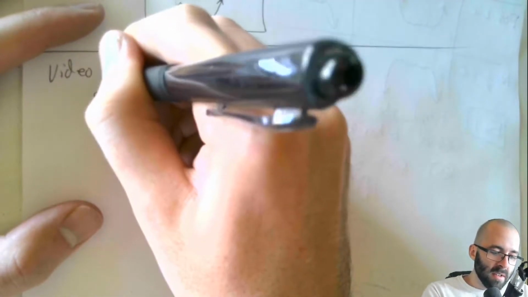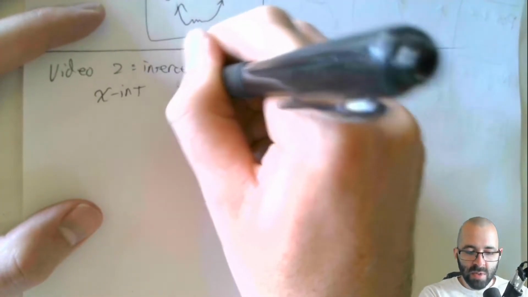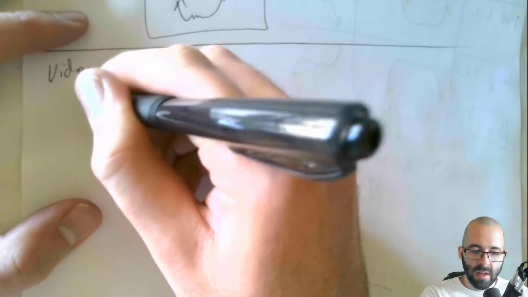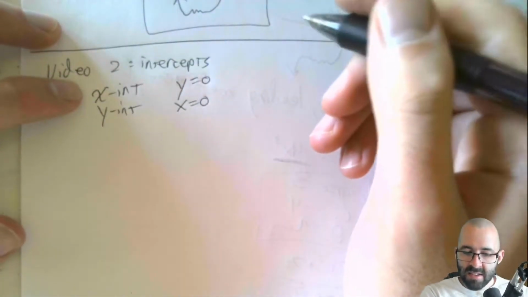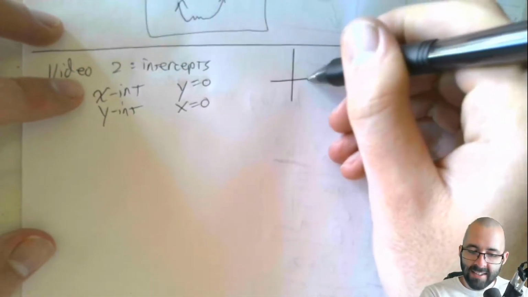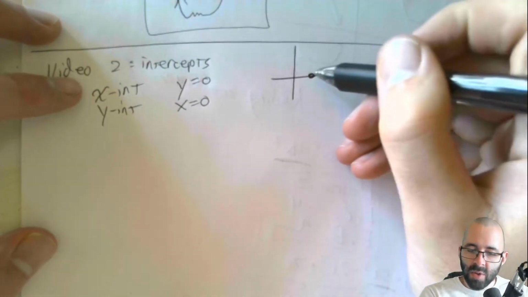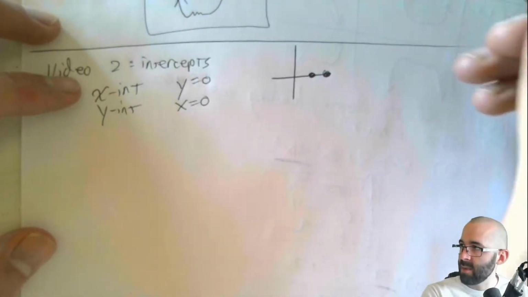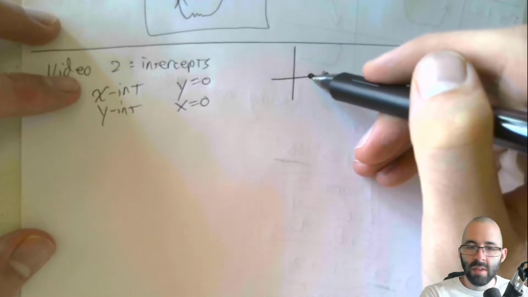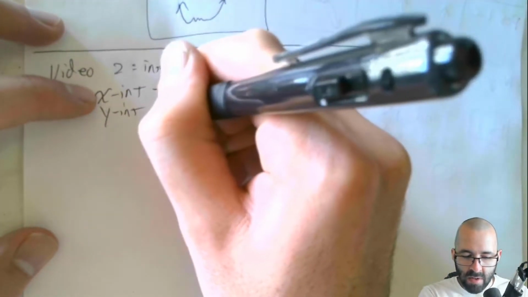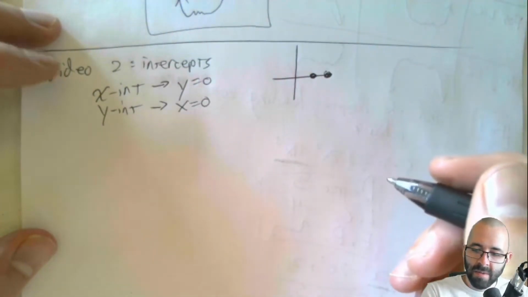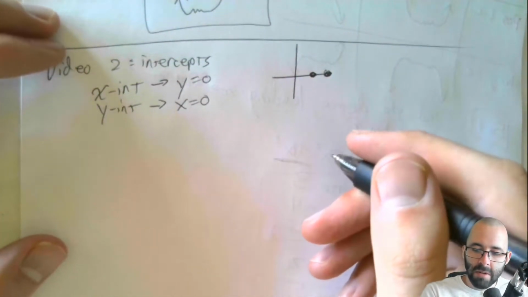So remember that x-intercepts are just when y equals 0. Y-intercepts are just when x equals 0, right? X-intercept is where it intersects the x-axis. But any intersection of the x-axis, right, the y-coordinate here is 0. X-intercept means y is 0. Y-intercept means x is 0. That's basically this whole video.